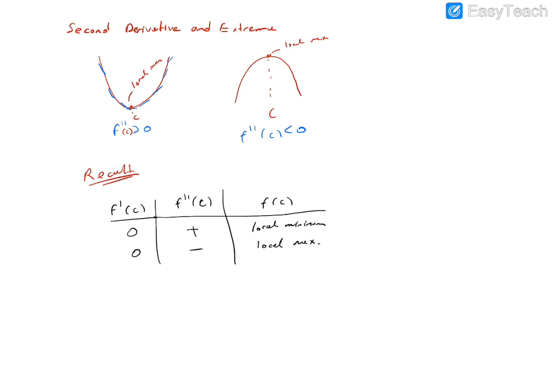F prime C equals 0, and f double prime C is negative in the second case. This is a local maximum. If f prime of C is 0, but f double prime of C is also 0, then in this case the test does not apply. The test cannot be used. The second derivative test does not apply. So this test is known as the second derivative test.